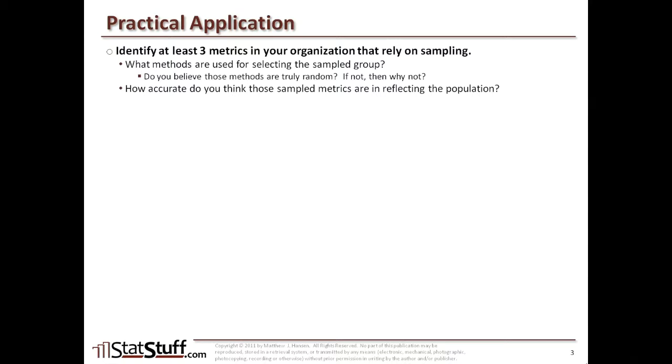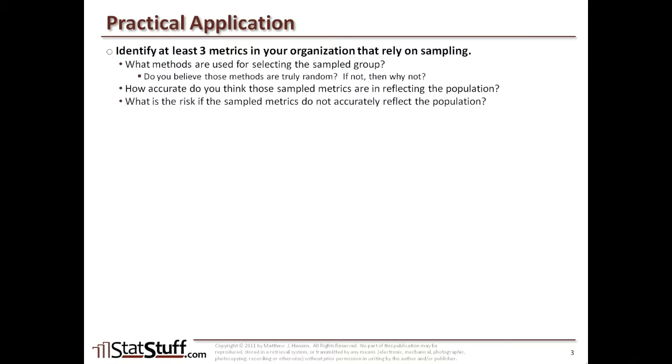What methods are used for actually selecting the sampled group? That is, how do they know what sampled group to actually select? And do you believe that those methods that they're using are truly random? Are they actually using a true random representation when they collect the sample from the population? If you don't think so, then why is it that you might doubt that they're using a truly random method? And also, how accurate do you think those sample metrics are in actually reflecting the true population? Do you think they're that accurate or not?